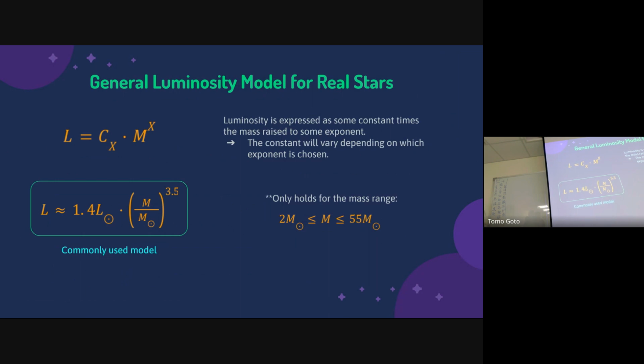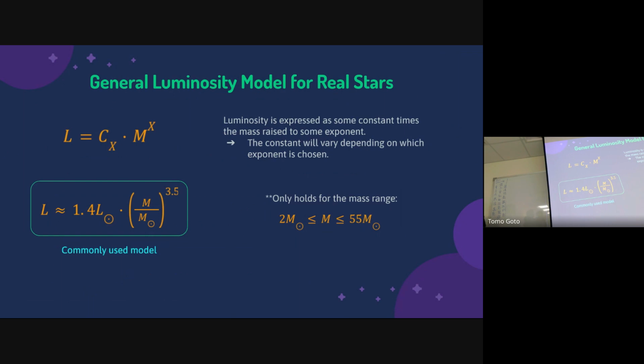Finally, let's take a look at real stars. Real stars are a combination of these two models, since they have both gas pressure and radiation pressure. The way it is typically done is that the luminosity is modeled as a constant times the mass raised to some exponent, and that constant will vary depending on which exponent you pick. Then the model is fit with empirical evidence for various mass ranges.